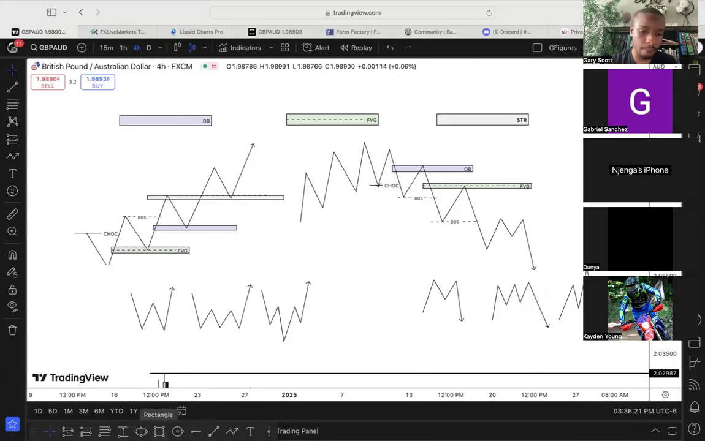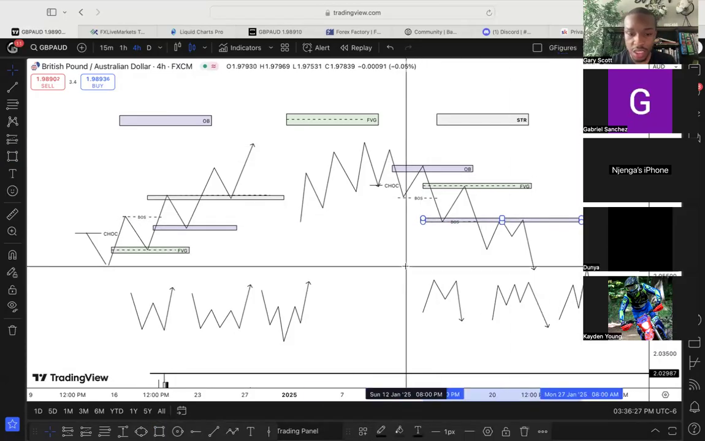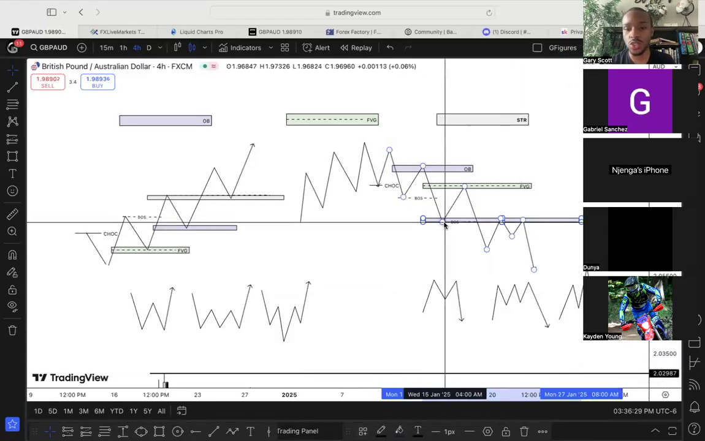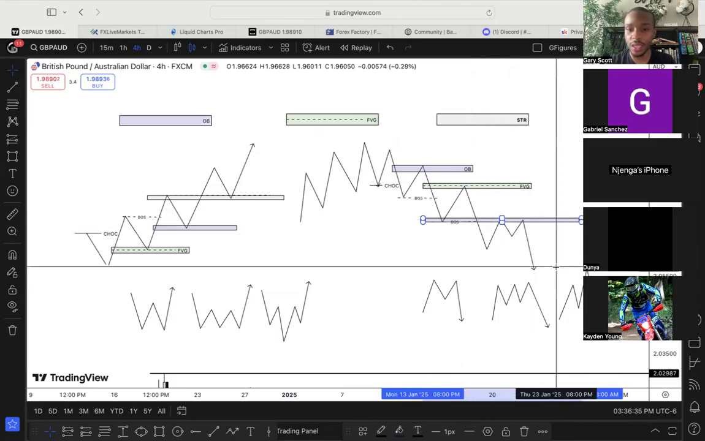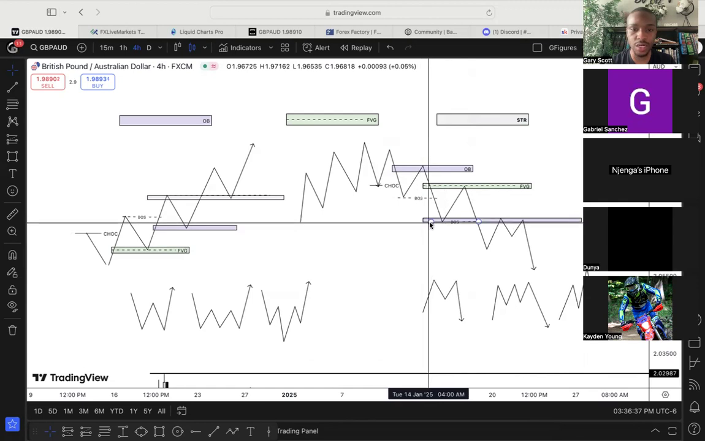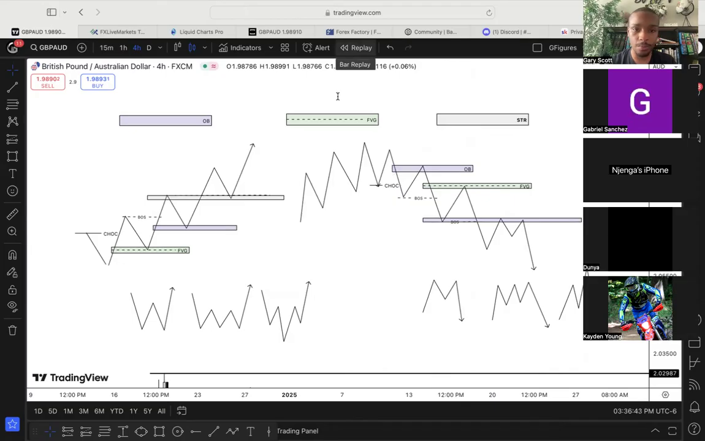So now at this particular level, before I get on, can anybody tell me what this level is? I'm not going to change the color of it. I just want you guys to tell me what this level is and the pattern that it actually created at this level. All right. It's a structure level. Now, what pattern did it actually create at this particular level? A double top. Now, what does a double top actually tell us? What is that indicating to us?